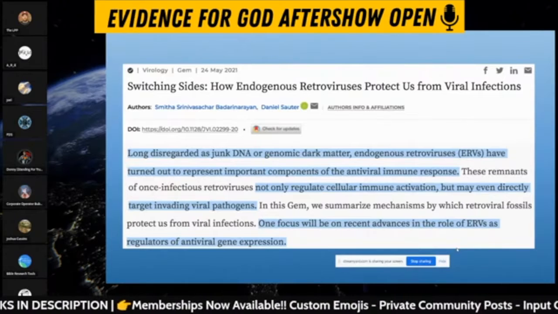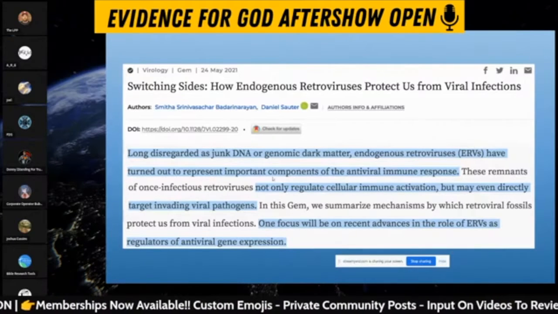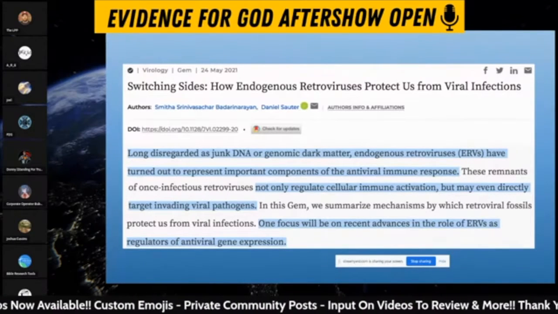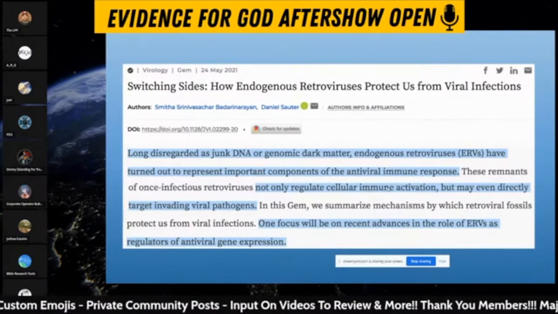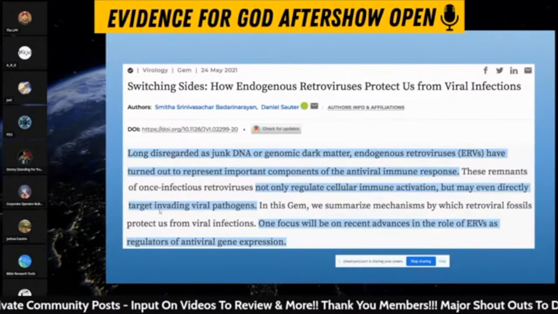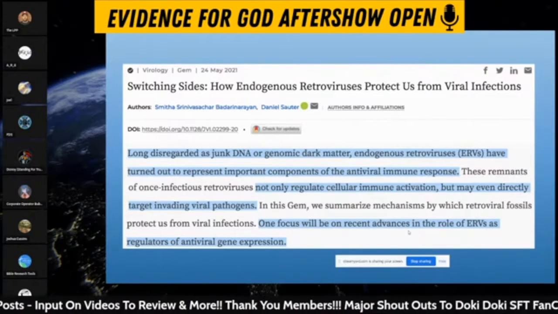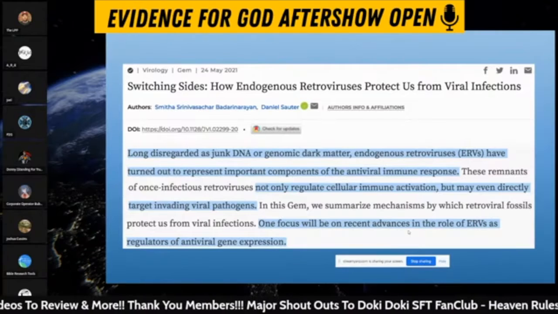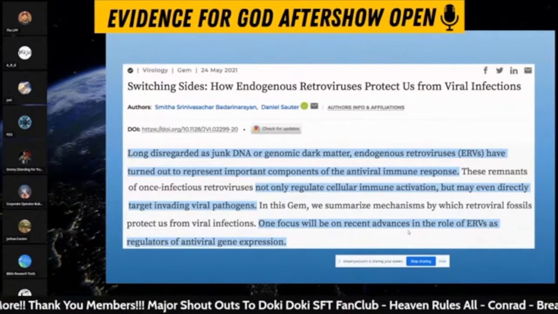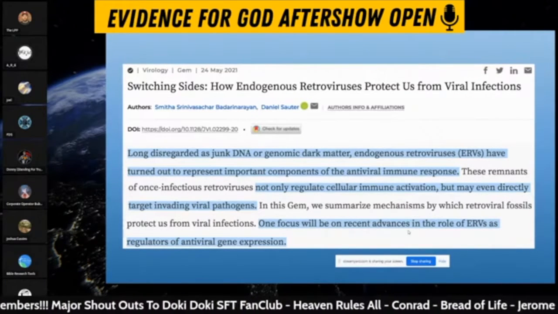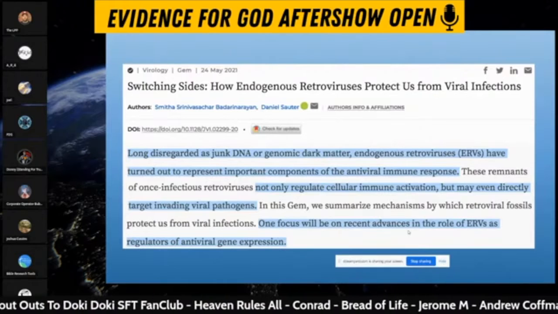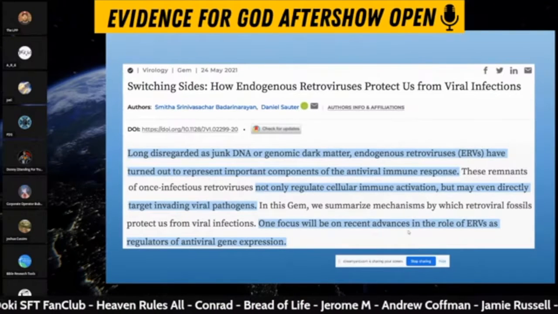And right here, if you see, ERVs have turned out to represent important components of the antiviral immune system, not only regulate cellular immune activation, but may even directly target invading viral pathogens. So this is fascinating design, amazing design, that if we are bombarded, right, I understand that. I understand, but I just want to get to the key part of this.